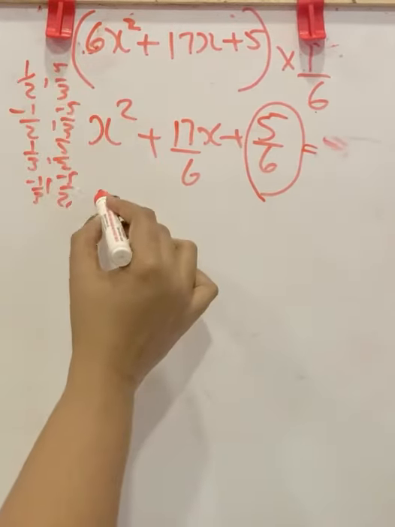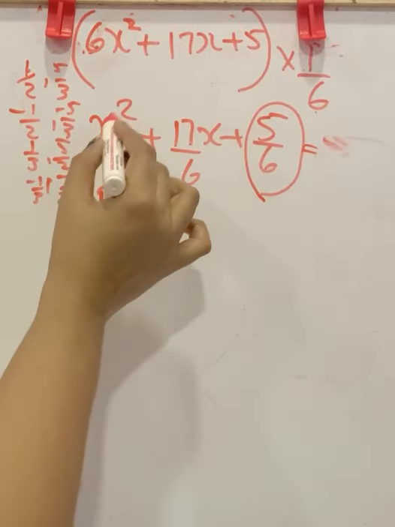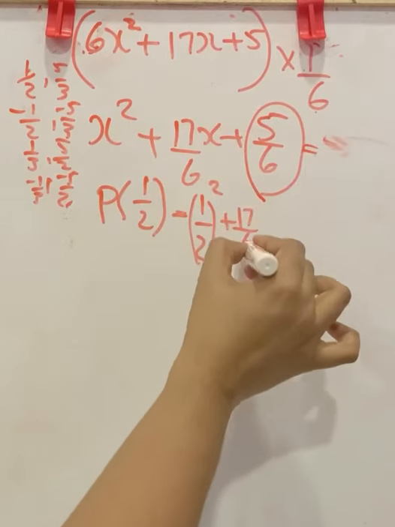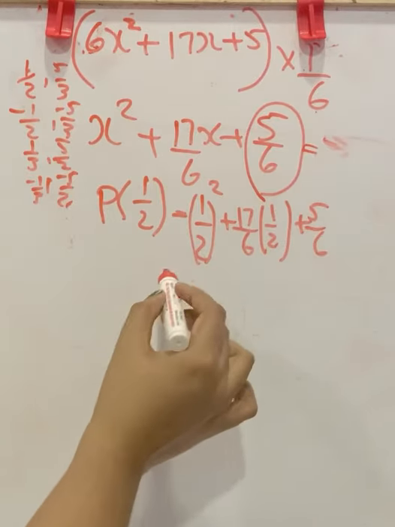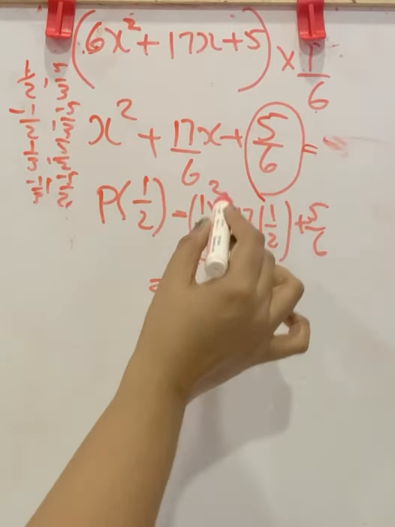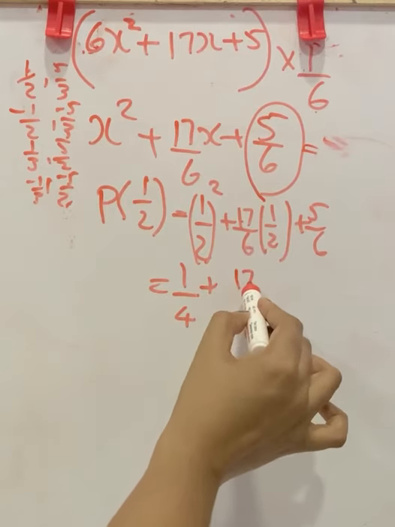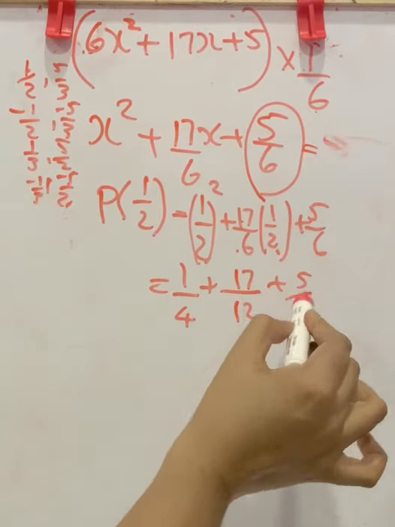First I am going to find p of 1 by 2, which is 1 by 2 whole square plus 17 by 6 into 1 by 2 plus 5 by 6. Here it becomes 1 square by 2 square is 1 by 4, plus 17 ones are 17, 6 twos are 12, plus 5 by 6.